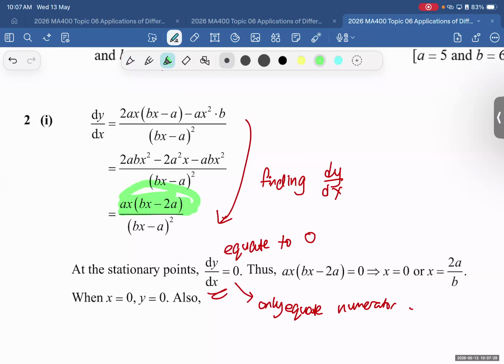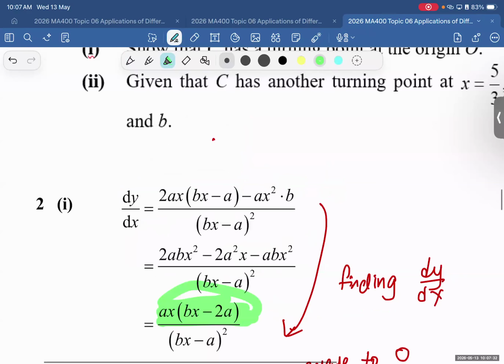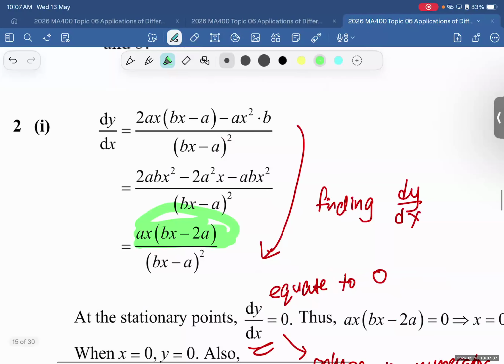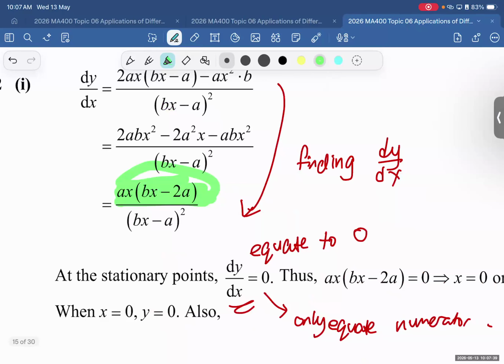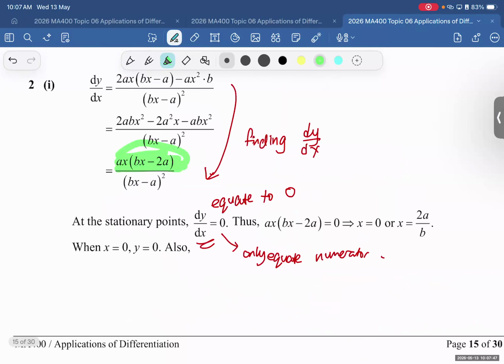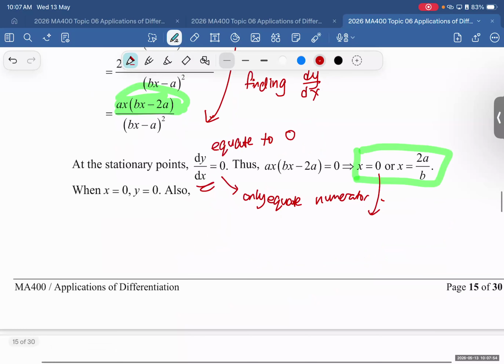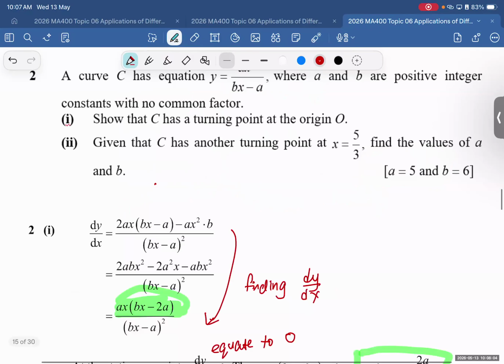Some of you may leave it like this. This is better because if you're going to solve for stationary point, it's easier to put together and mark. Okay, so x equals to 0 or x equals to 2a over b. What does this show you? Is this the origin? Yes, correct. So you sub x equals to 0, you get y equals to 0 as well. Sub x equals to 0 into this equation, y equals to ax squared over.